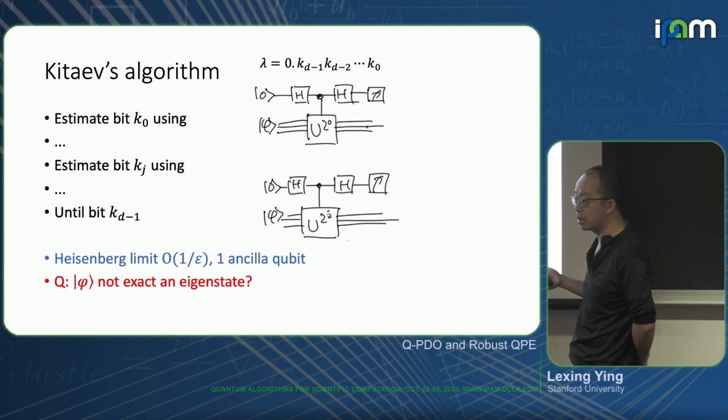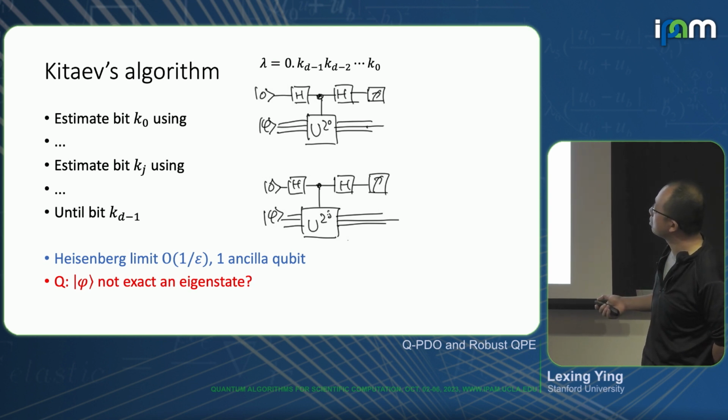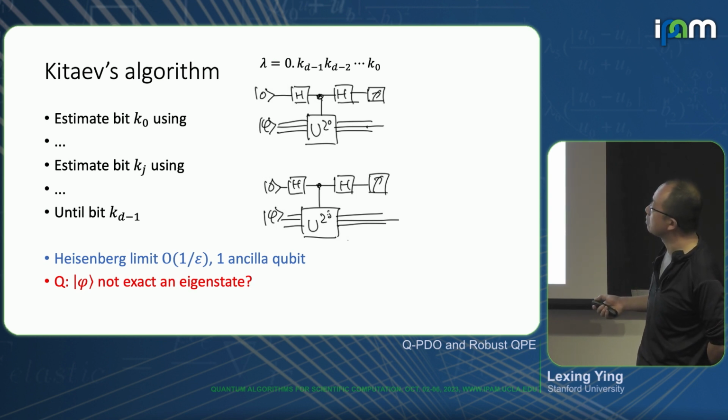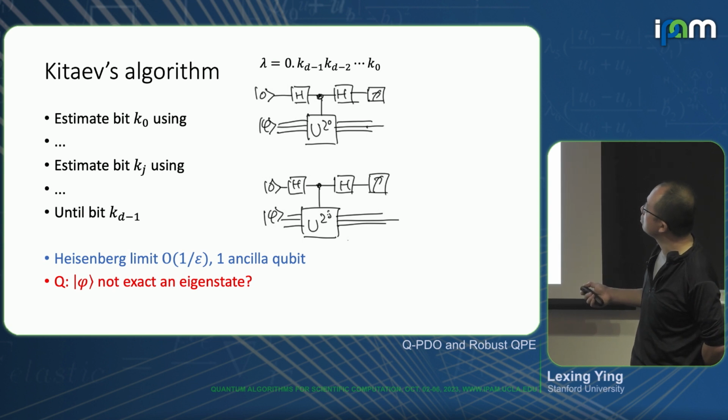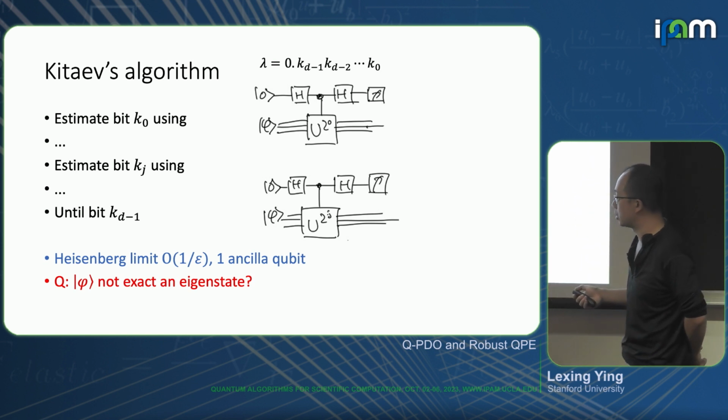Okay, there are different versions of Kitaev algorithm, but essentially what you want to do is use different high powers of u to figure out the corresponding bit. For example, u to the power 1 will allow you to discover the first bit, and u to the power 2^j will allow you to discover the jth bit. If you do that, eventually this will allow you to discover all the bits.